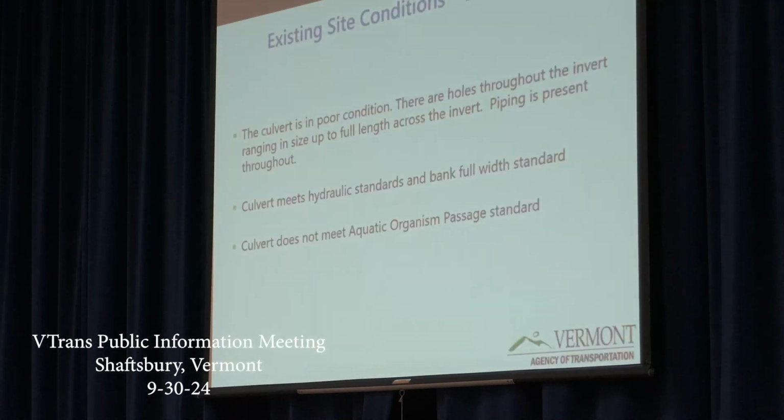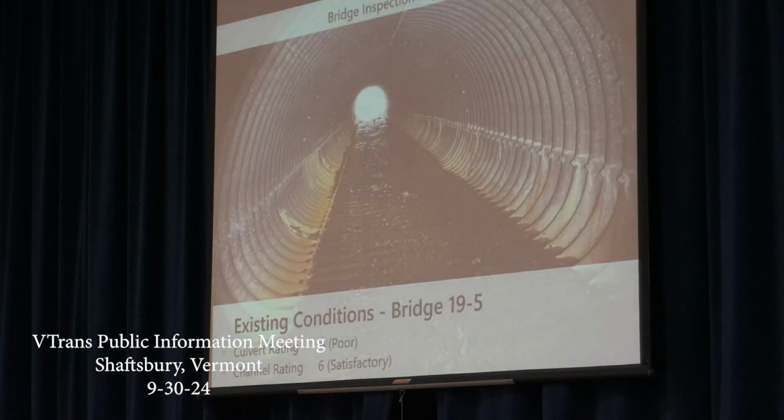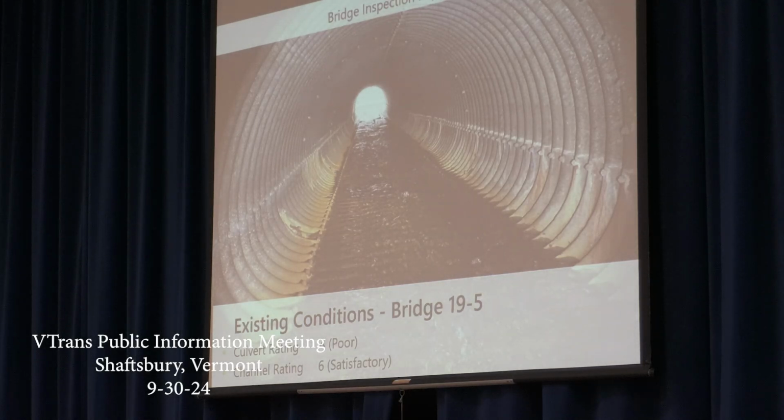Next slide, please. The culvert is in poor condition. There's holes throughout the bottom of the culvert that range in size, and there's piping of water flowing underneath the culvert instead of through the culvert as it's supposed to. This culvert does meet hydraulic and stream bank full width standards, but does not meet current aquatic organism passage standards. So per the VTrans bridge inspection report, the culvert is rated 4, poor, but the channel rating on the upstream and downstream channel are satisfactory.